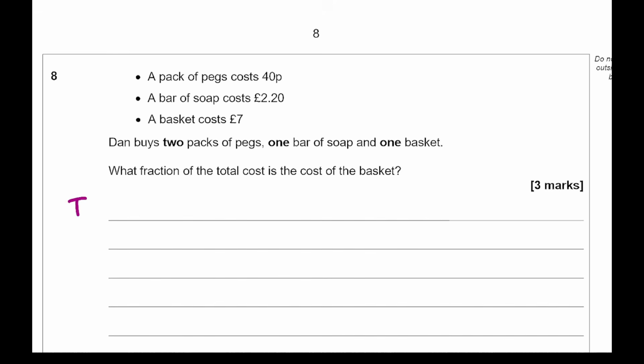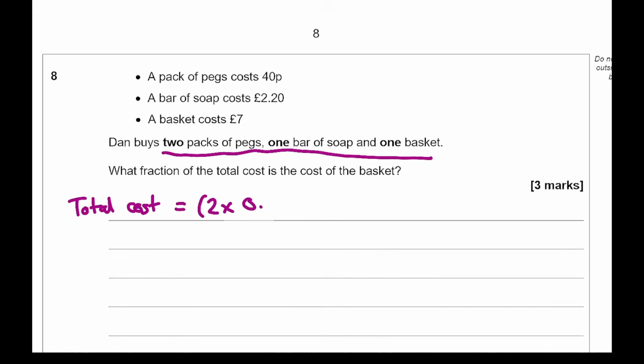So for this, what we need to do first is we need to work out what the total cost is going to be. So following this sort of order, what we should have is we've got 2 lots of 40 pence. I'm going to work in pounds, so I'm going to write 0.4. You can write 0.40 if you wish, plus 1 times £2.20 plus 7. Now if I type that all into my calculator, I should get an answer of £10.